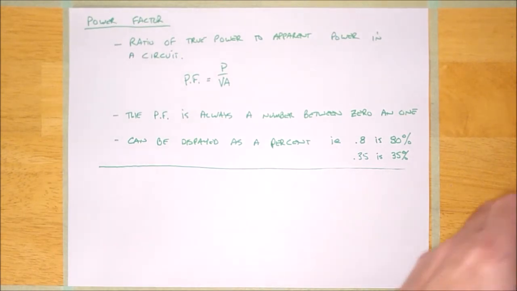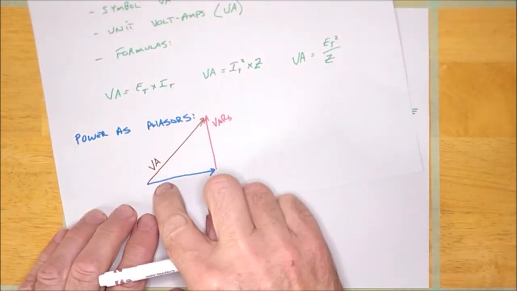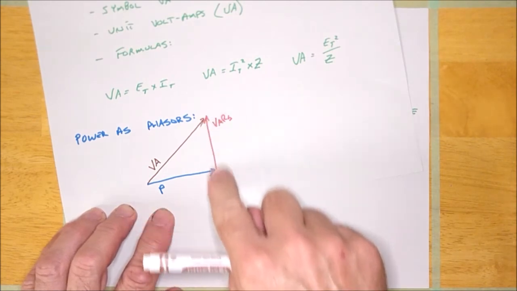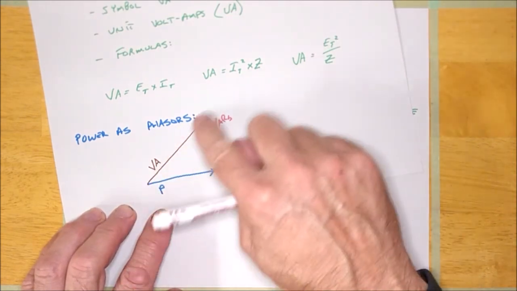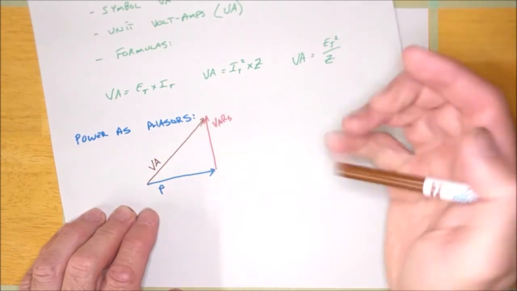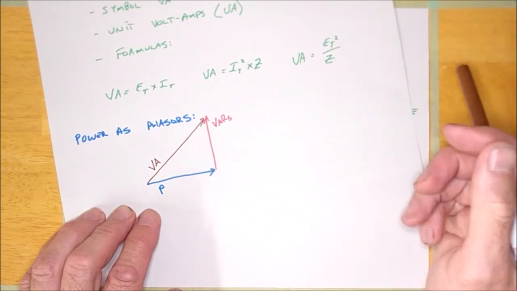And that will always work. If I take a look at my power phasor diagram from a minute ago, true power is always on the bottom, VAR is on the side, and VA is always the sum of the two, or the hypotenuse, which means the true power in the circuit is always less than or equal to the VA. If there's no reactive power, they'd be equal, okay?